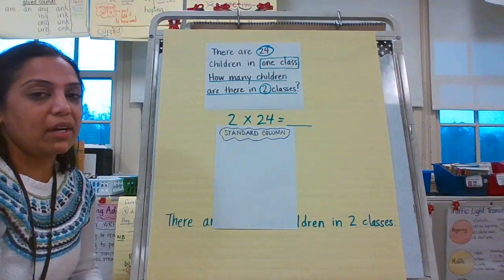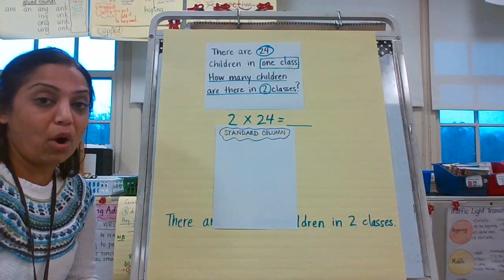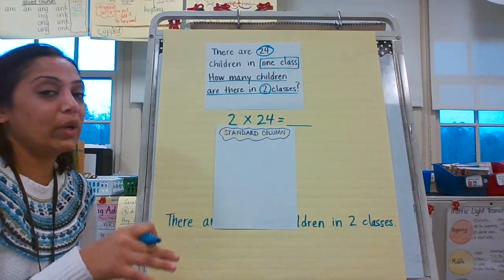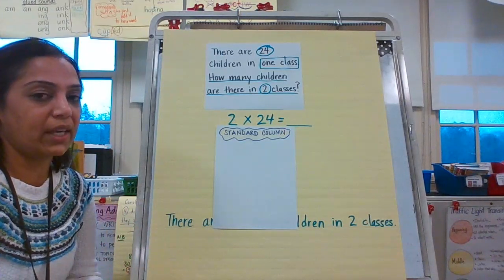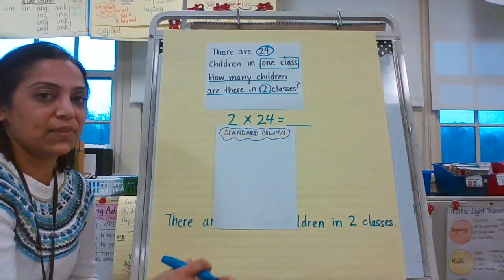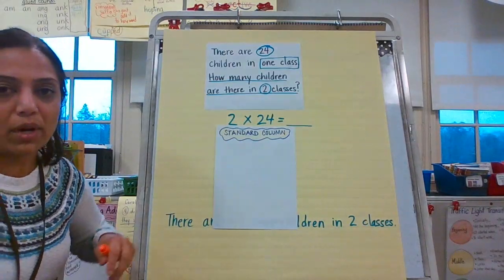Standard column. Standard column is a strategy that many parents might know. I know this is how I grew up multiplying. And the way we are going to do standard column is just a little different to show all of our thinking. By the end of third grade, some of the calculations that you see on the side that I'm going to show you, you might not need to do. So let's see what I'm talking about.